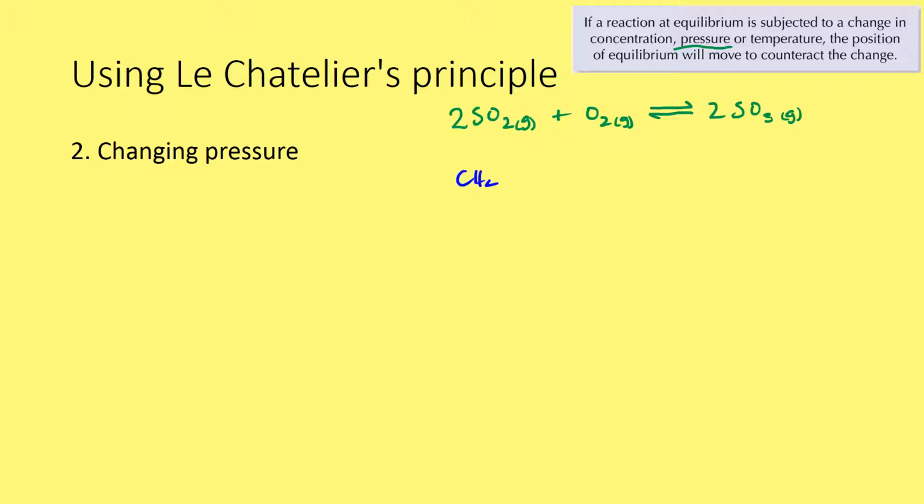So we've got some methane, and that can react with water as a gas, because we're dealing with pressure. So Le Chatelier's principle, as far as pressure is concerned, it just considers gases. And methane and water as reactants would be in equilibrium with carbon monoxide and hydrogen.